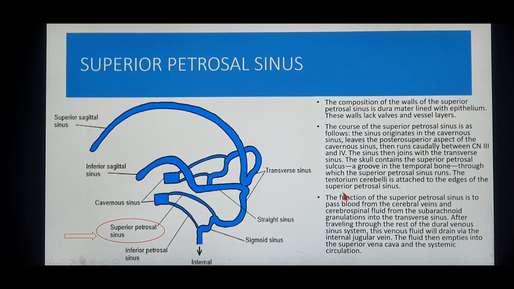Now the function remains the same. That is the homeostasis of the CSF, the blood recirculation, and same thing. So the fluid then empties eventually into the systemic circulation. Okay, the internal jugular vein and the superior vena cava.